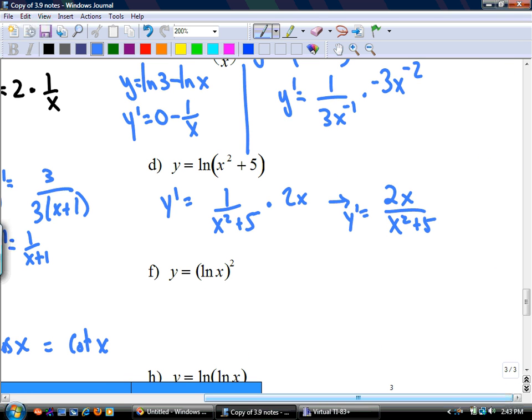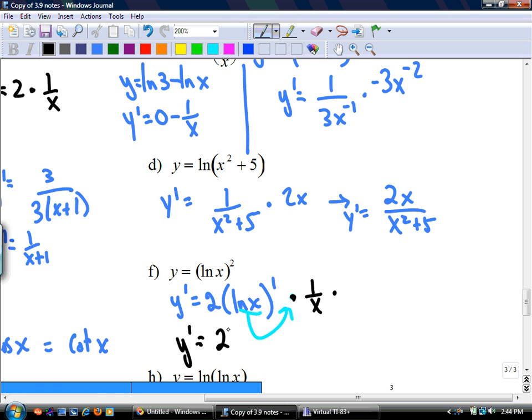It's okay. So y prime, drop the 2 down out front, ln x to the 1, and then do the derivative of the inside. Chain rule. What do you get? 1 over x times the derivative of x, 1. So you could write it as 2 ln x over x.